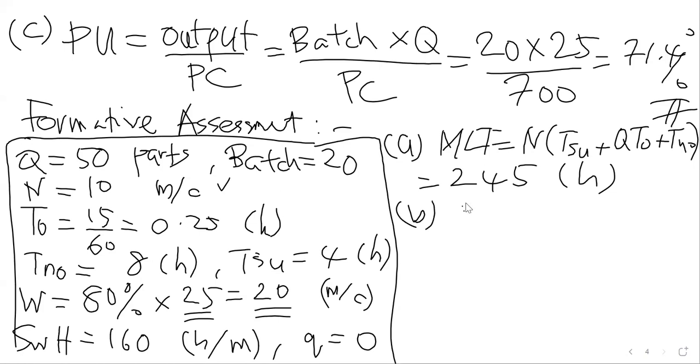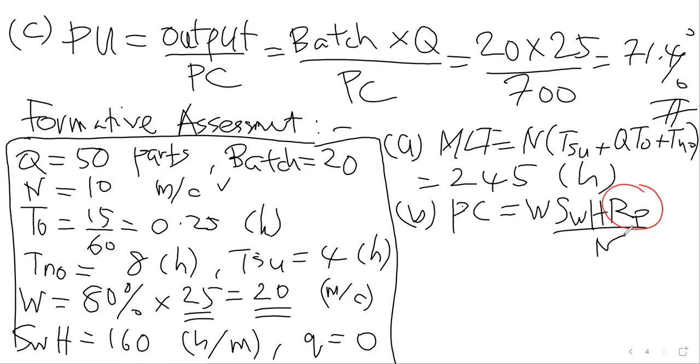Plant capacity, PC. The formula is the same as the previous one. PC equals W times SWH times RP divided by N. So here you need to find RP. RP equals 1 over TP, so you need to find TP first.